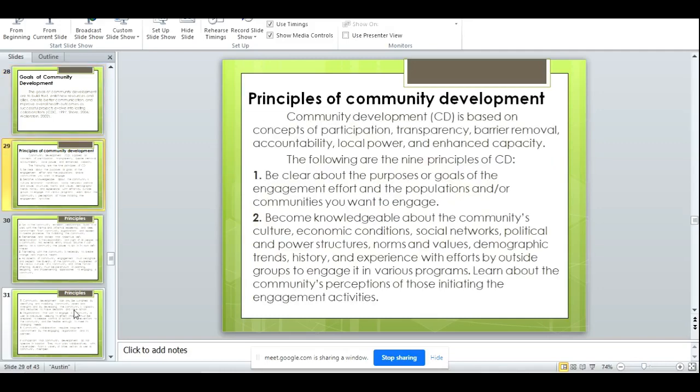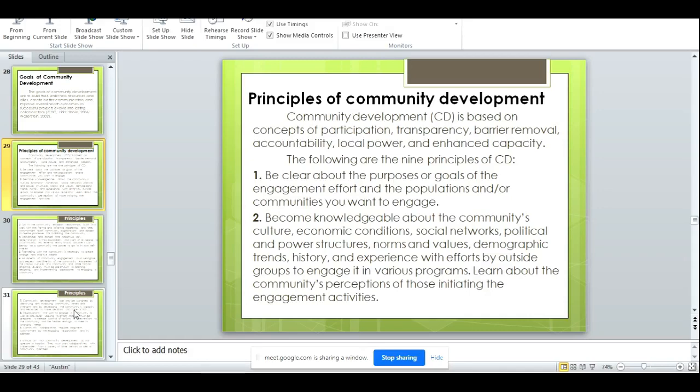So what are the principles of community development? According to the CDC, community development is based on concepts of participation, transparency, barrier removal, accountability, local power, and enhanced capacity. The following are the 9 principles of community development. First of all, when you want to go into a community to engage in community development projects, you have to be clear about the purposes and goals of the engagement efforts, and the population and or communities you want to engage in.